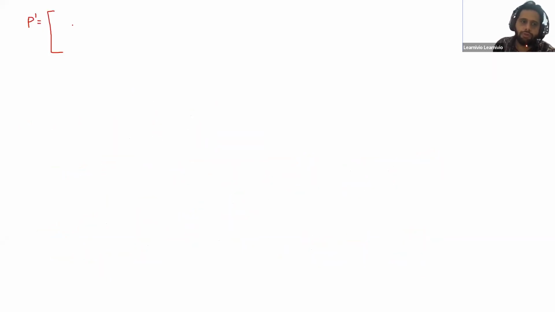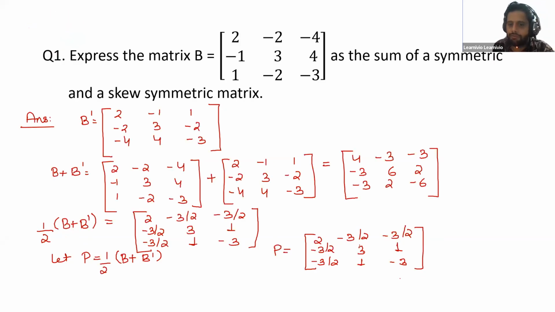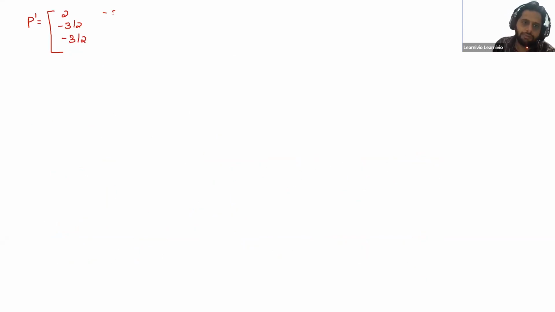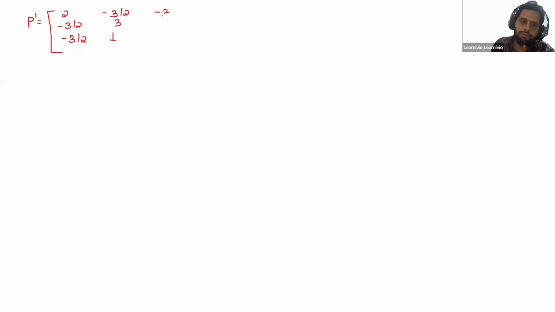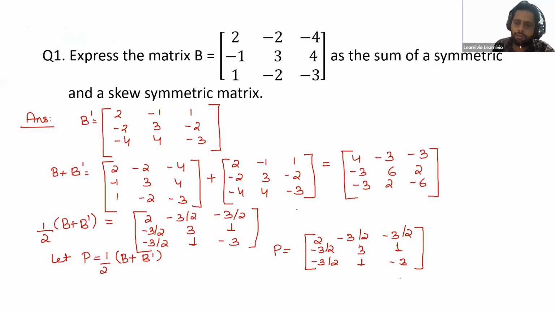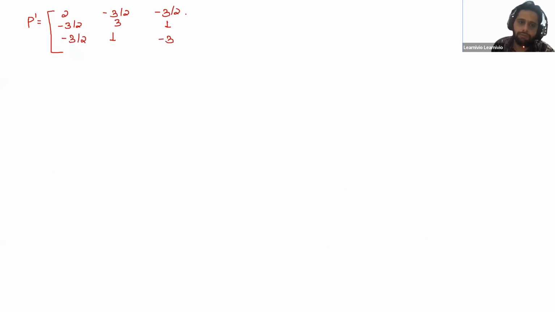First row becomes the first column: 2, minus 3 by 2, minus 3 by 2. Next is minus 3 by 2, 3, 1. Next is minus 3 by 2, 1, minus 3. Okay, so we get this P transpose.